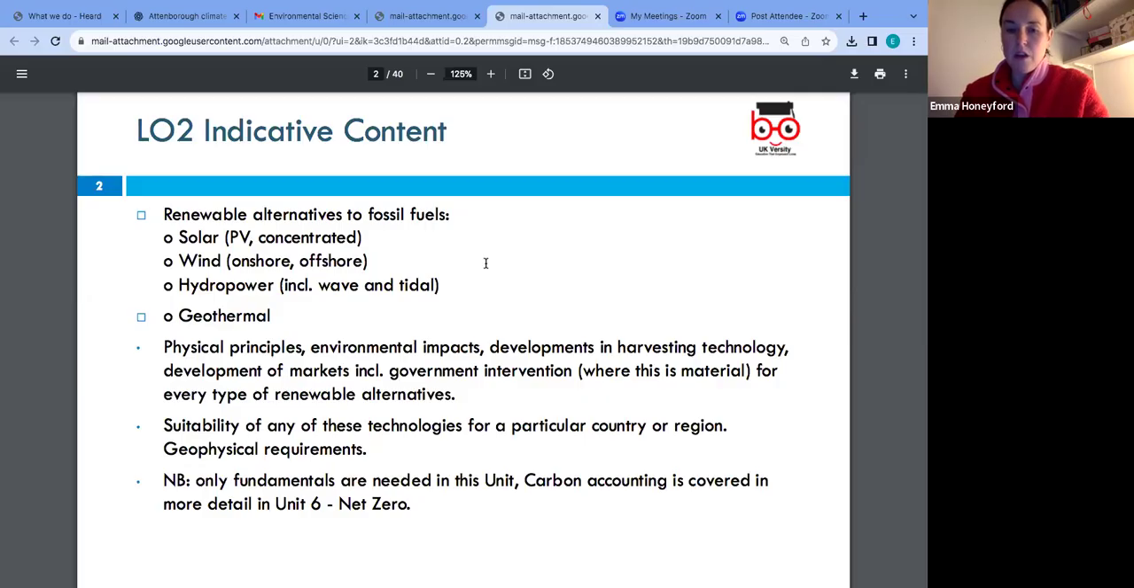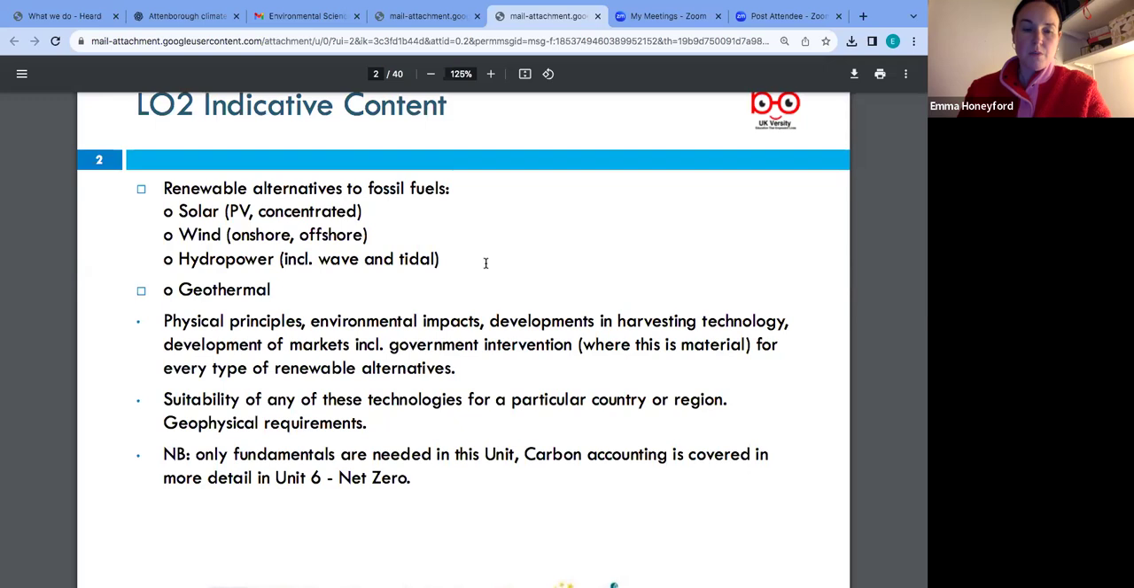So it's just understanding how to be agile and flexible with the different options that we do have, and having an awareness of the different factors, of the positives and the negatives of each renewable energy power option will be helpful. The suitability of these technologies for a particular country or region will be different. There are geophysical requirements. So just to be aware, carbon accounting will be covered in more detail in Unit 6, Net Zero.